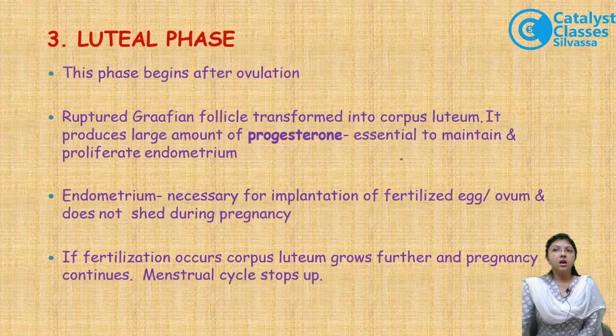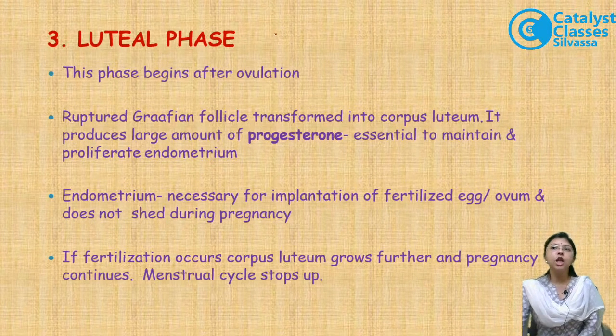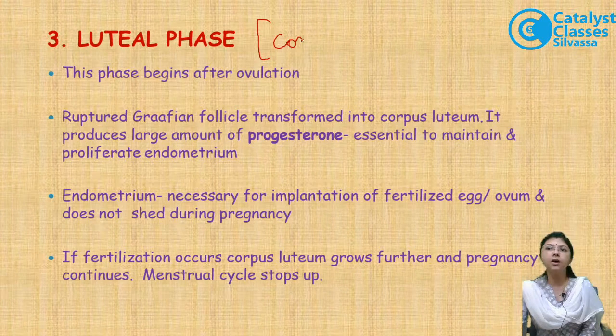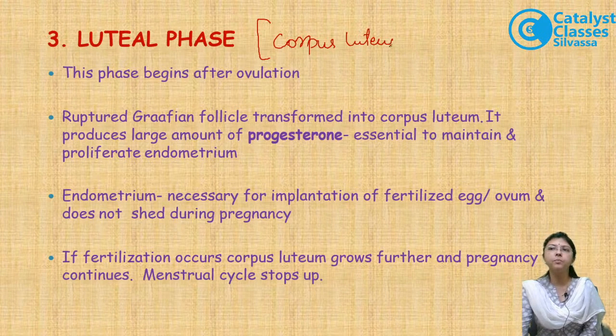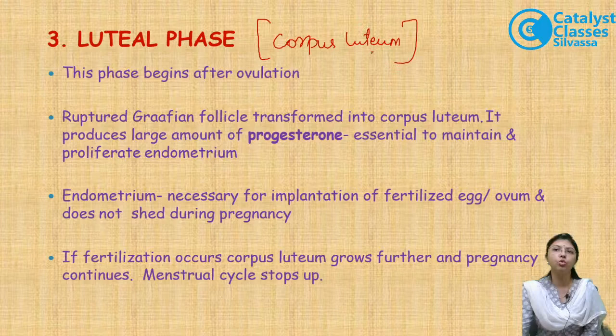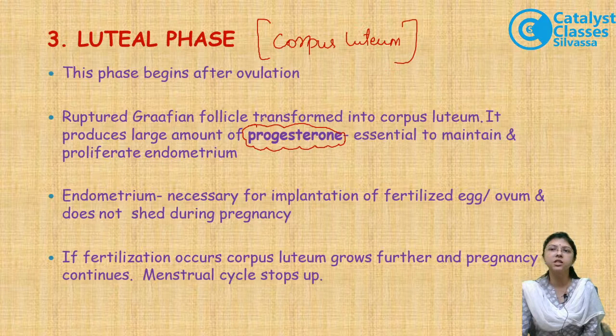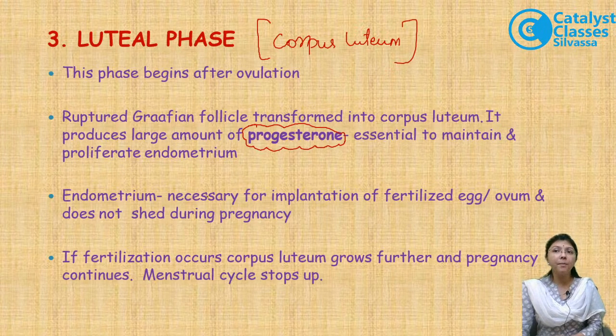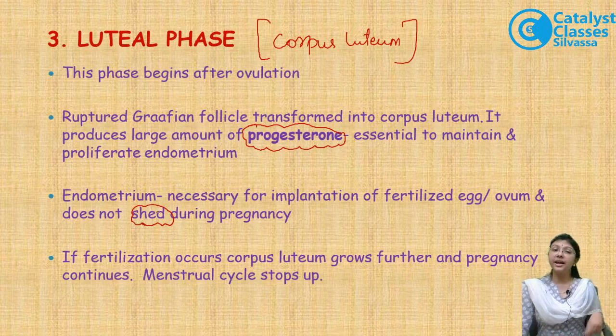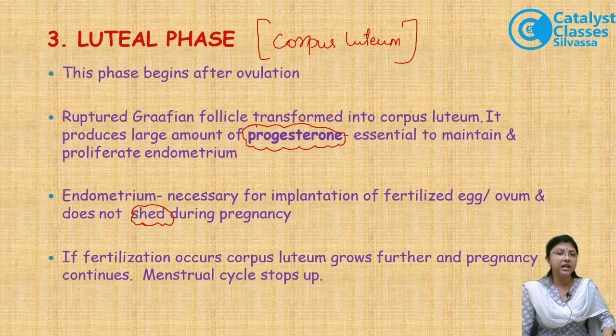Yes. Third phase is, as I told you, the luteal phase. Luteal phase starts when what formation has taken place in the ovary? The formation of corpus luteum has taken place, and this corpus luteum is going to release another female steroidal hormone called progesterone. Okay, the endometrium will be developed completely for implantation, but if fertilization is not taking place, the endometrium is going to shed off. And if there is pregnancy, then this endometrial lining will remain as it is.